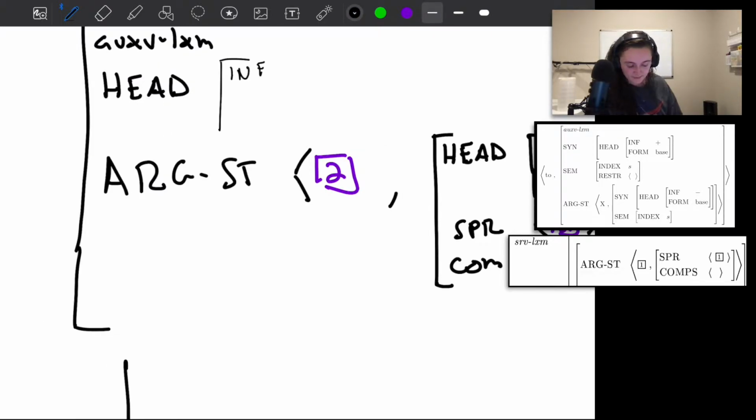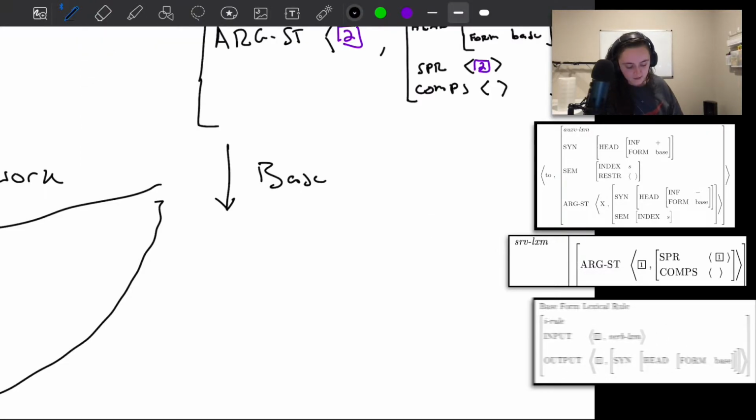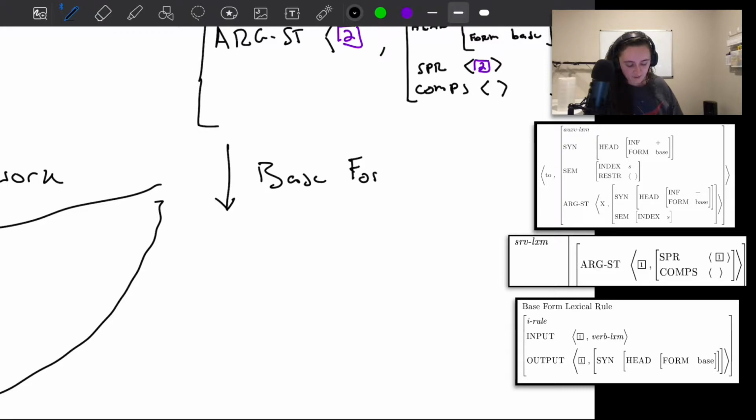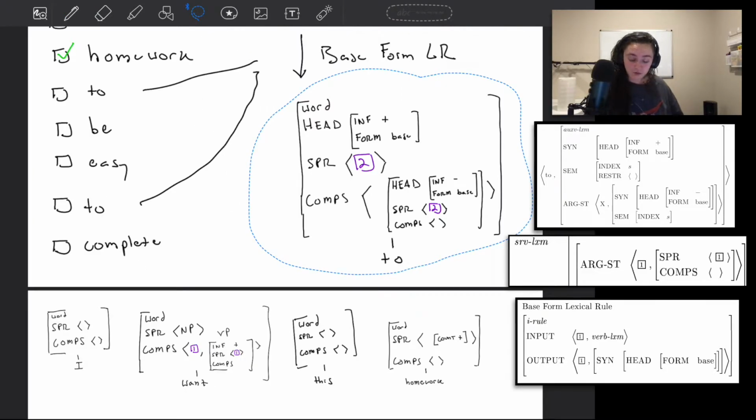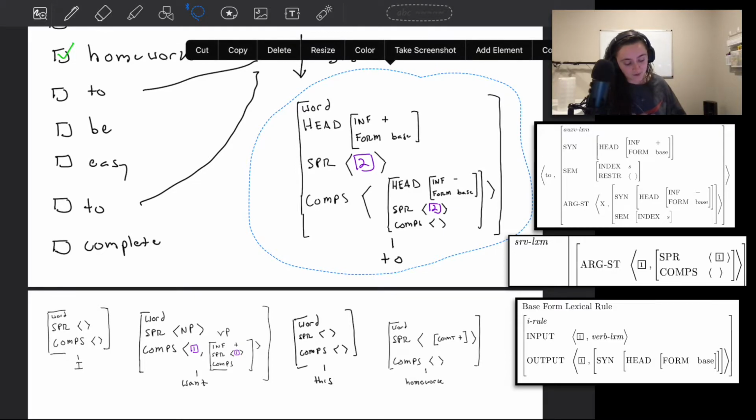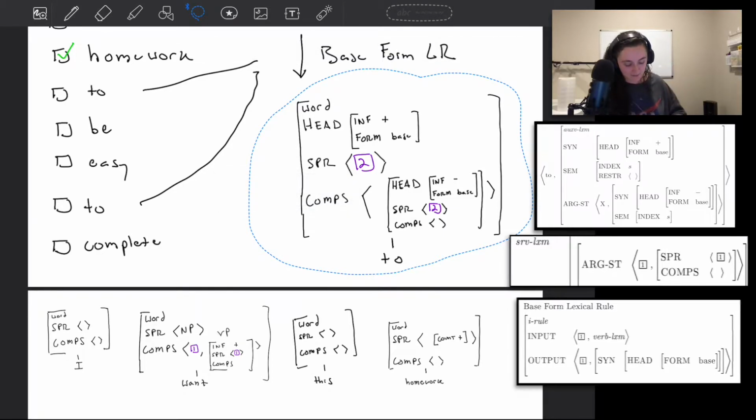Also, I forgot to write down that "to" itself is also form base. So because of this, we go through the base form lexical rule. So now we have a word structure that is inf plus, form base, with a specifier that is identified with the specifier of the complement, and the complement is inf minus, form base. And that is for infinitival "to." We have two of those, so I'm going to put two of them in my word bank.